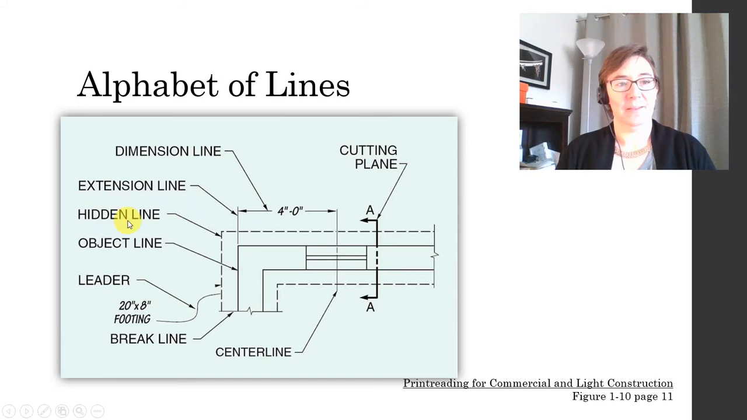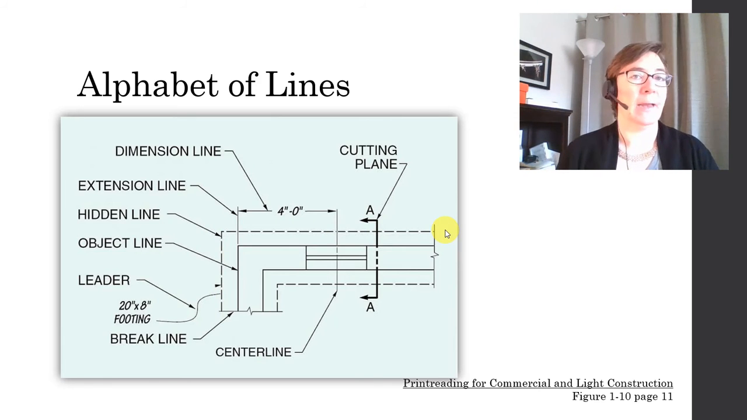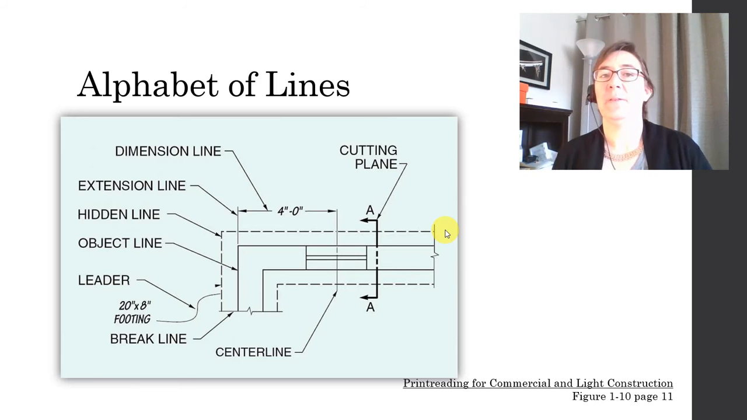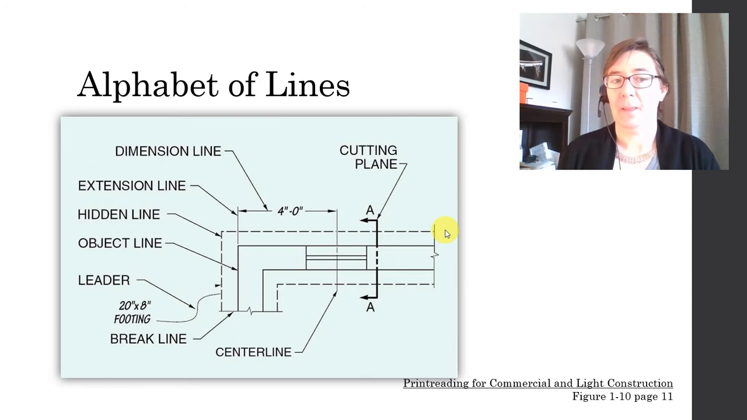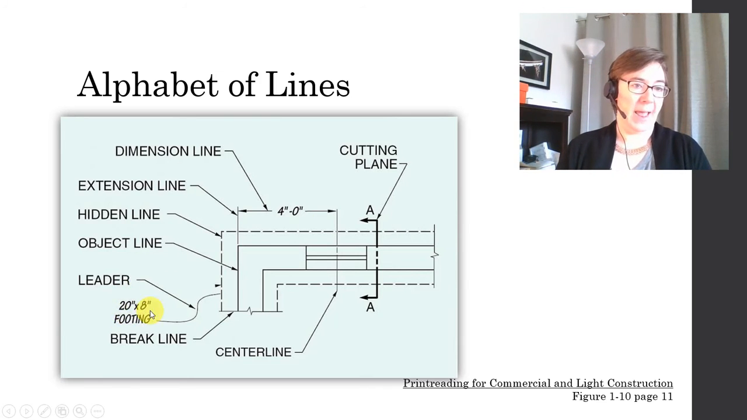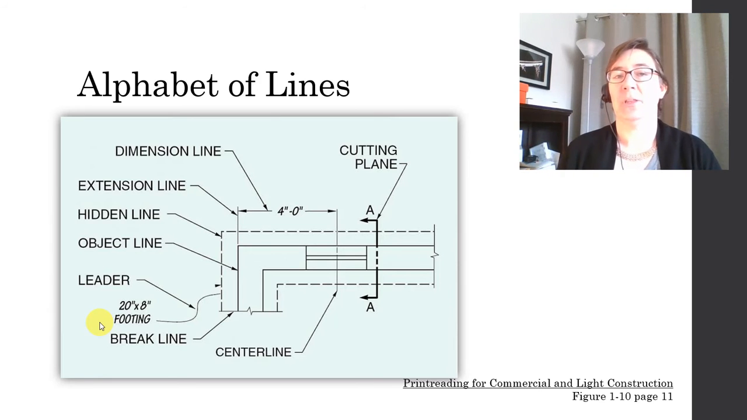Hidden lines are dashed lines, and they're used to show things that you can't see but we'd like to indicate. In this case, the designer wanted to show the foundation so that they could add this note about it, 20-inch by 8-inch footing. And so they've used a hidden line or a dashed line to show that foundation.